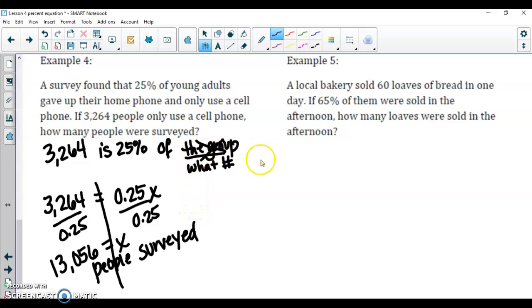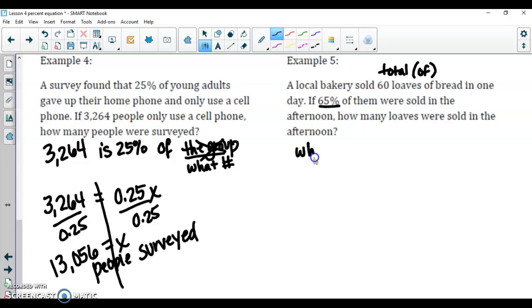I also find that I tend to use proportions for the word problems because it's easier for me sometimes when I think real life to think part over whole. So example 5, a local bakery sold 60 loaves of bread in one day. That's a total number, okay? So that is going to be basically my "of" number. And then it says 65% were sold in the afternoon. So how many loaves were sold in the afternoon? 65% of them were sold in the afternoon, and we want to know.